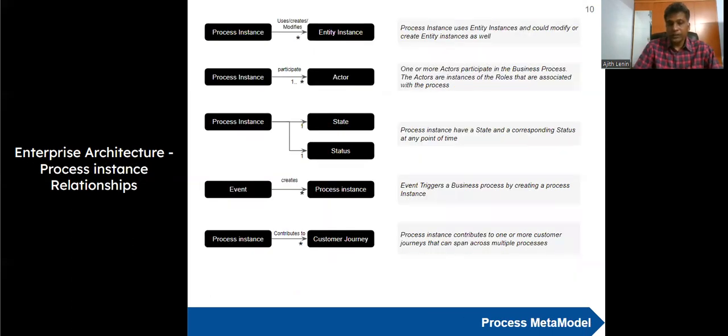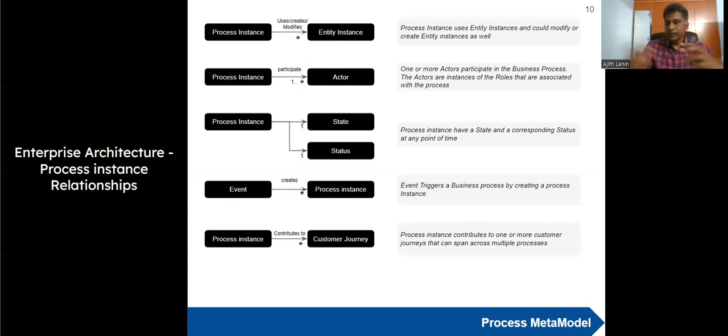Now, let's look at a runtime perspective. For a process instance, what relationships hold good? Just like a process at the process level deals with business entities, a process instance deals with entity instances. On a higher conceptual, logical level, roles participate in a process, and it's the actual actor who belongs to a role that participates in the process instance. A process instance has a specific state and status at any point of time. On a process level, we can have any number of states or statuses, whereas a single process instance has a single state and a single status at any point of time.